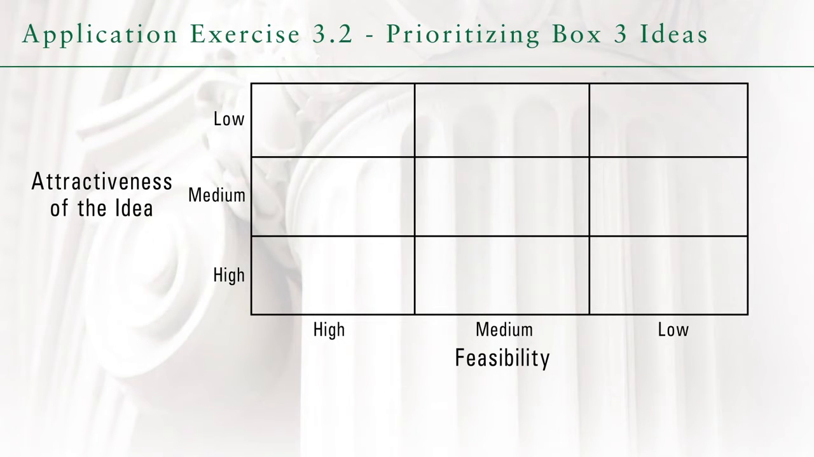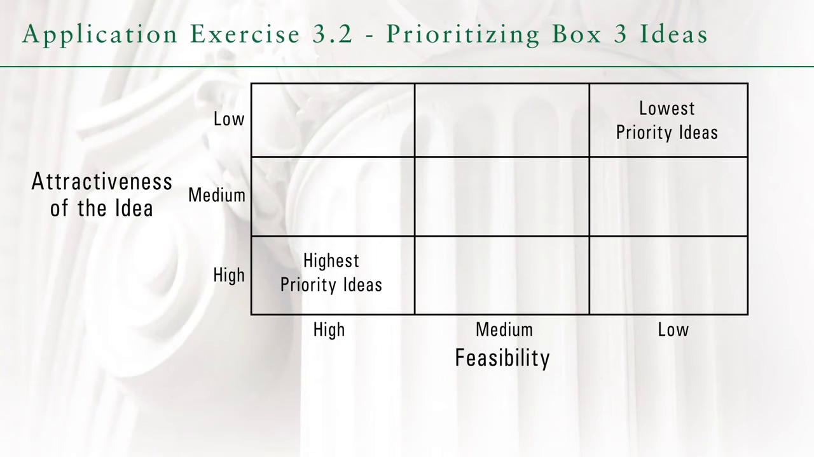Now, once you have plotted all the ideas on this 3 by 3 matrix, then you can really see which should be the high priority ideas. High priority ideas are at the bottom left hand corner, where the market potential or the attractiveness of the idea is very high, and your ability to capture that idea is very high. That means feasibility is very high. And of course, the least attractive are the ones on the top right-hand corner, where the attractiveness of the idea is low and your ability to capture that is also low.